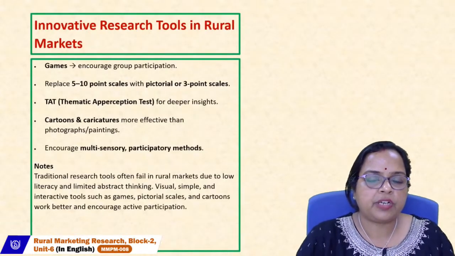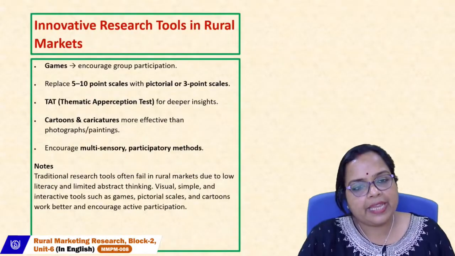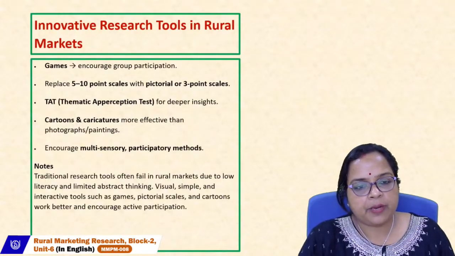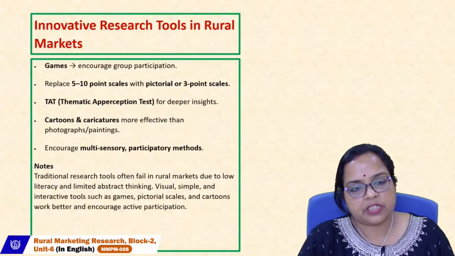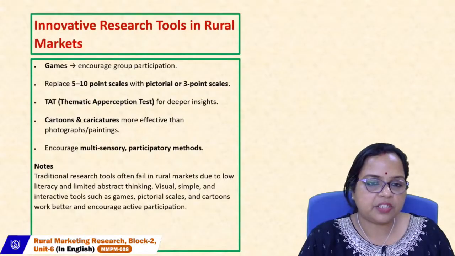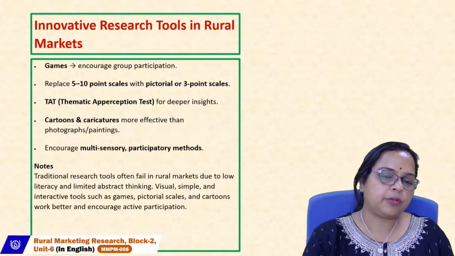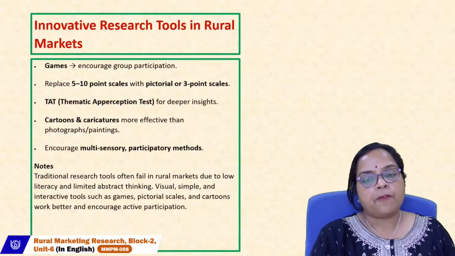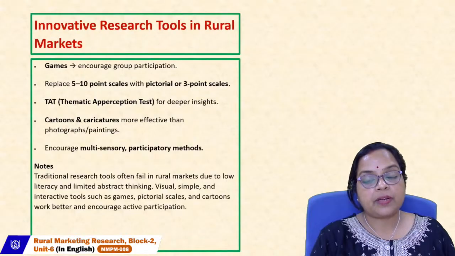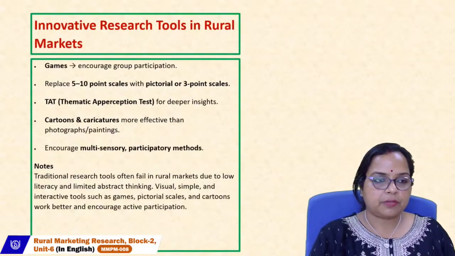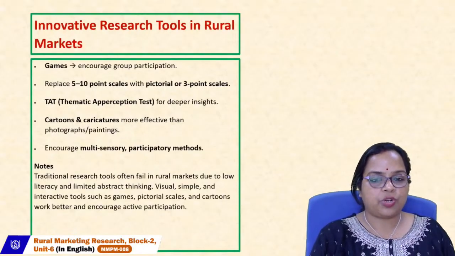But beyond that, many innovative research tools are also available, like games. You can encourage the rural buyers to participate in group games and replace 5 to 10 point scales with pictorial 3-point scales. During the game, you can show them real pictures of your product, and they will answer you back. Another innovative research tool is TAT, the thematic apperception test. Here they complete sentences, or you may show them pictures or different things, and they will narrate a story on that.